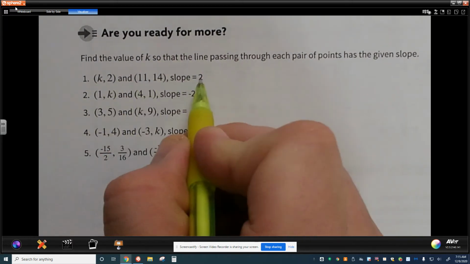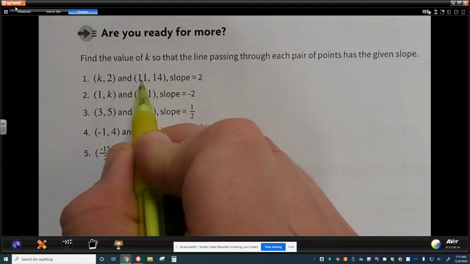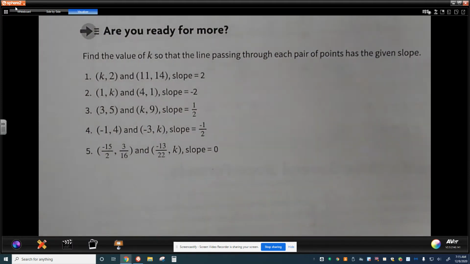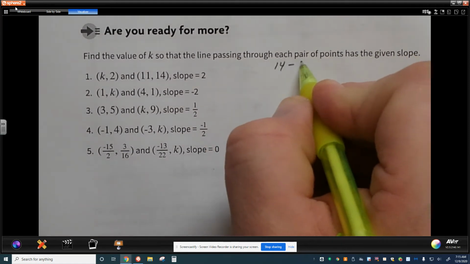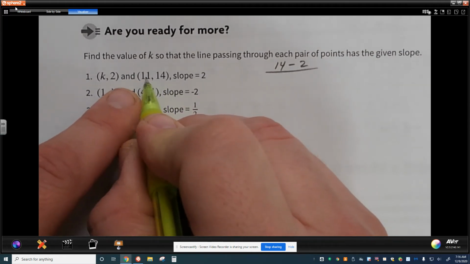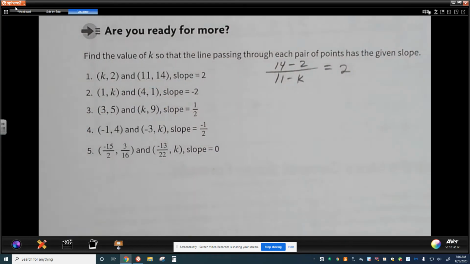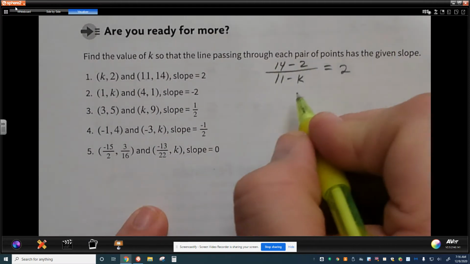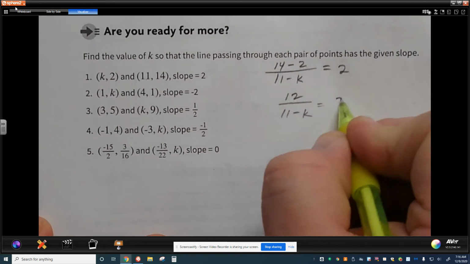So the question is, I have a slope of 2. I have k and 2 for my x and y, and then I have x and y of 11 and 14. The way that I would set this up is I would go like this. I would say the change in y, 14 minus 2, divided by, since I started with this ordered pair over here, I have to start right here with 11 minus k, is equal to 2. Now I can kind of think ahead on this and say, 14 minus 2 is 12, divided by 11 minus something equals 2.